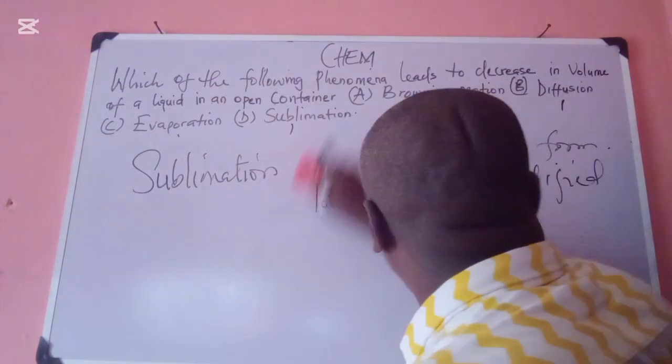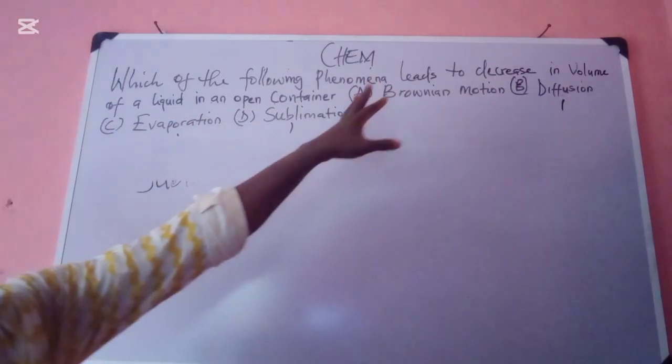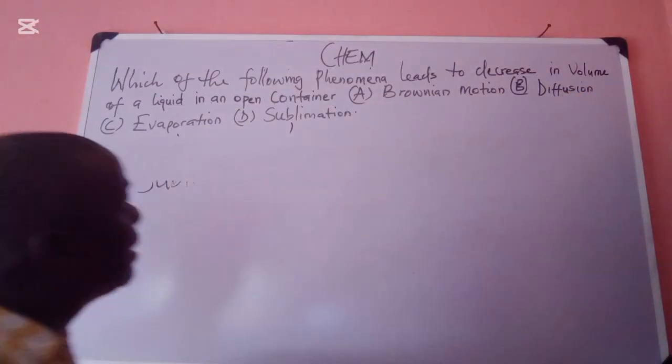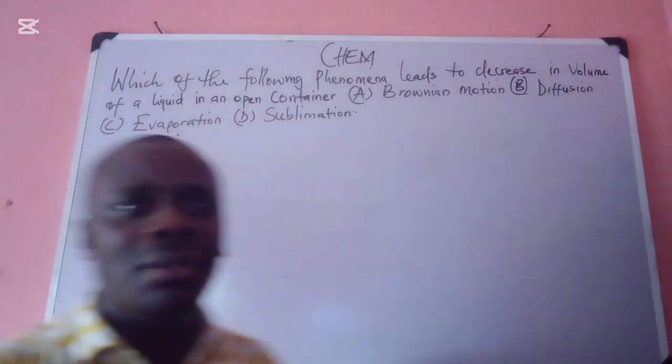So at this point, we've seen that from the four options that were given, the best answer is well understood by now from the explanation.